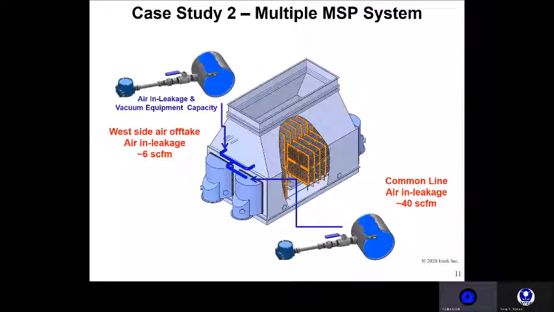For our second case study, we have a condenser that has two air offtakes that combine into a common and run to a bank of pumps. The layout of the vent lines did not allow a Re-Evac probe to be installed in each vent line, so a probe was installed in the west vent line and another one in the common line. And this customer contacted us to determine the source of increased air and leakage following a maintenance outage.